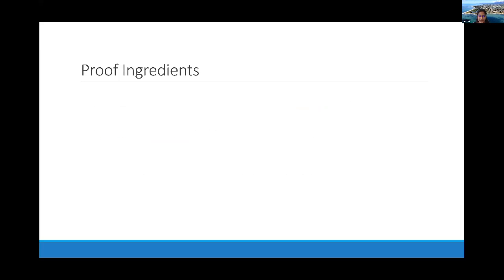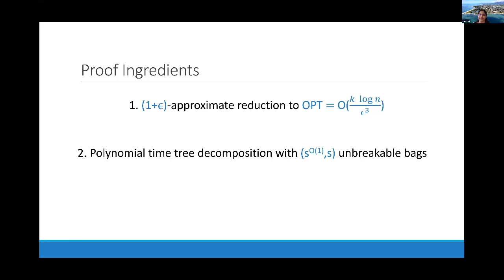Okay, so now let's look at our proof ingredients. So there are mainly 3 proof ingredients that went into our algorithm. The first one is a sparsification procedure. This is very similar to cut sparsifiers, but in the sense that we do not want to bound the number of edges, it's enough for us to bound the size of opt in the resulting graph. Yeah. And the second one is a polynomial time tree decomposition with 2 properties.